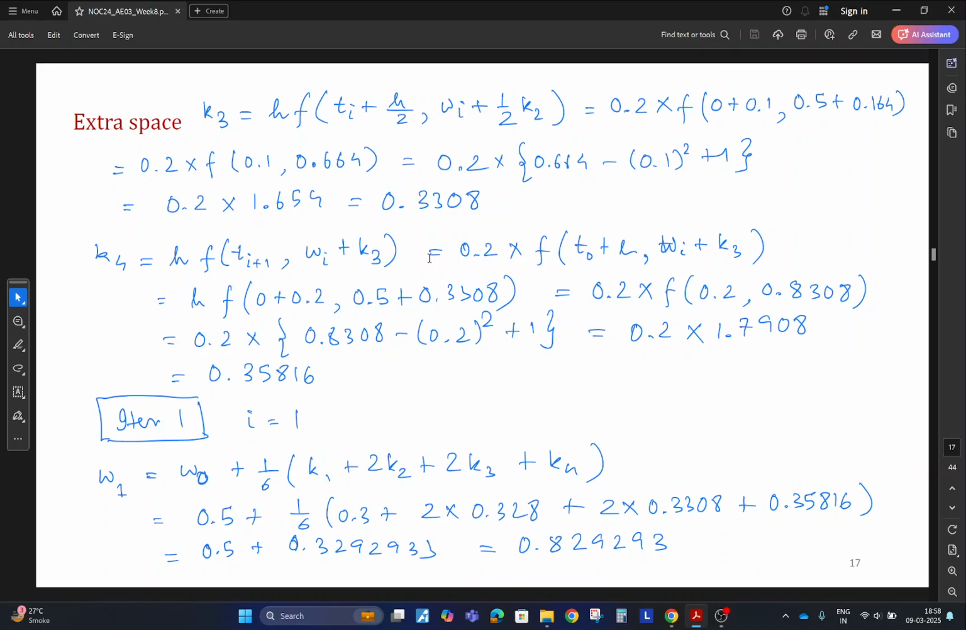That is to say, the value of the solution W1 is equal to the value obtained at the previous step incremented by some weighted average of the 4 Ks that we calculated. And in this case, the value of the variable w at the iteration 1 is simply equal to 0.5 plus 1/6 times 0.3 plus 2 times 0.328 plus 2 times 0.3308 plus 0.35816, which is equal to 0.829293.